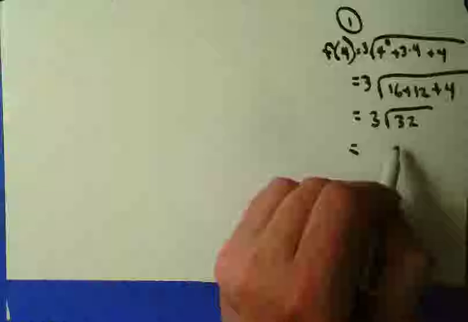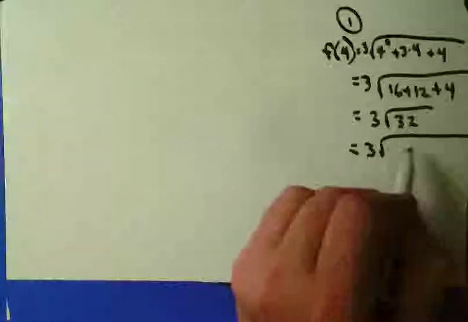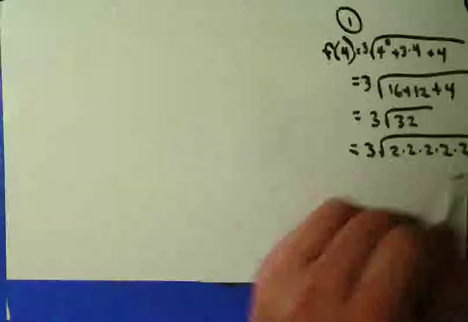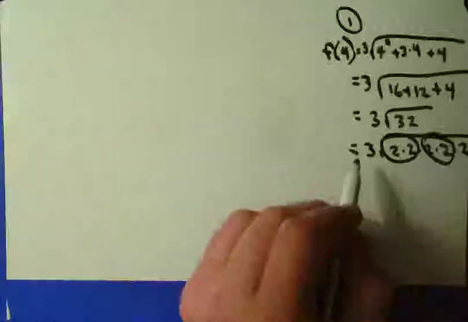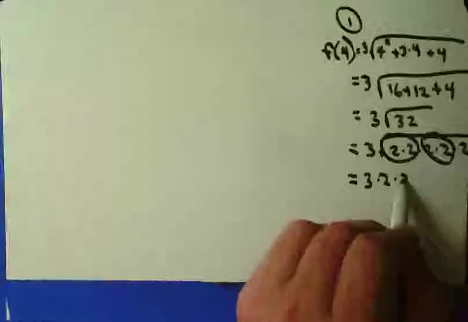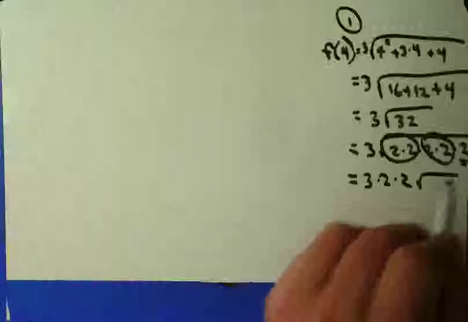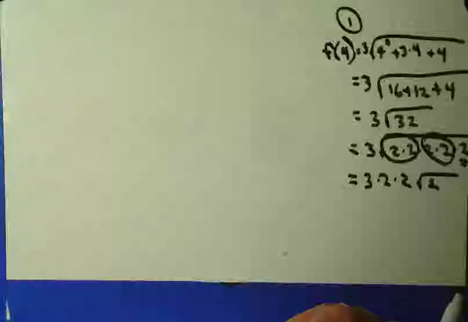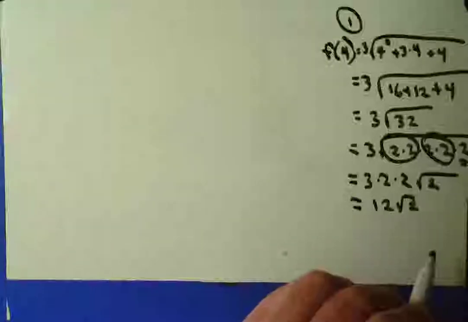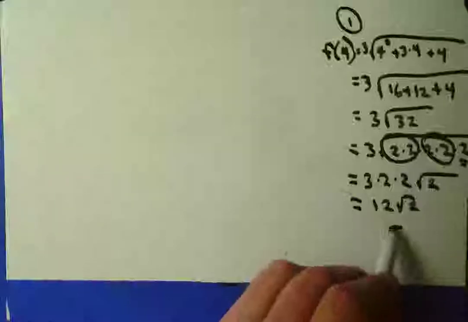And we can simplify the square root of 32, right? We've got 2 times 2 times 2 times 2 times 2. We can pull out a 2 and another 2. So there's a 3 out there, a 2 comes out, another 2 comes out, and this 2, sad by itself, stays inside. So I end up with 12 root 2 for number 1. And that corresponds to choice E.